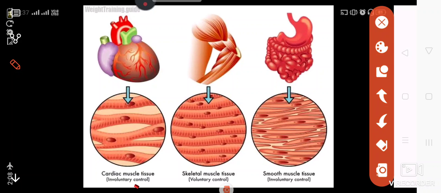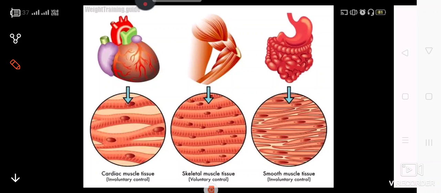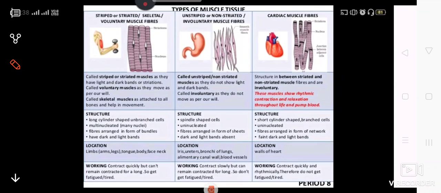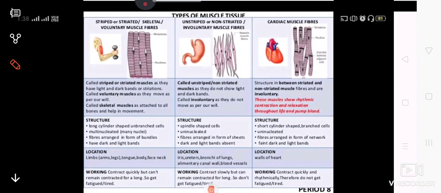These are present in the internal organs, like the intestines, your trachea, your lungs. In these regions, these kinds of muscles are present, and these bring about the involuntary actions which are going on inside your body.